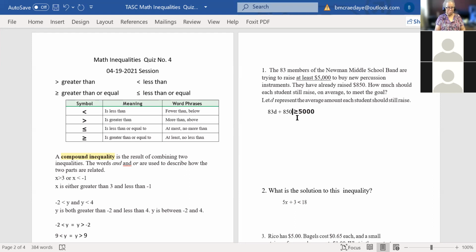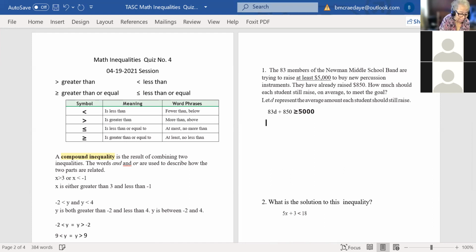What are you going to do first, Maureen? Divide both sides? No, that's not the first thing you do. The way you set it up, what you do on one side, you do on the other side. So you subtract 850 from both sides. Yeah, subtract. That's what you're going to do first, Maureen, because that's an adding. That's what Vanessa said, and that's correct. So do that.